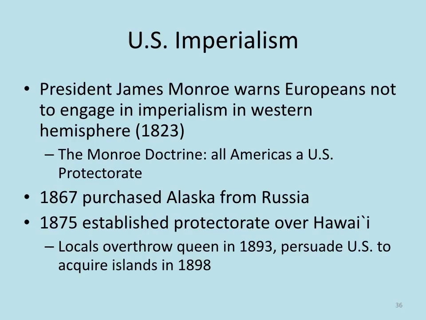James Monroe warns Europeans not to engage in imperialism in the Western Hemisphere, not because the United States opposes imperialism, but because they did not want European powers to be too close to the American shores to stage an attack on the United States. So James Monroe writes the Monroe Doctrine, which says that any American country, whether South or North American, is under American protection.